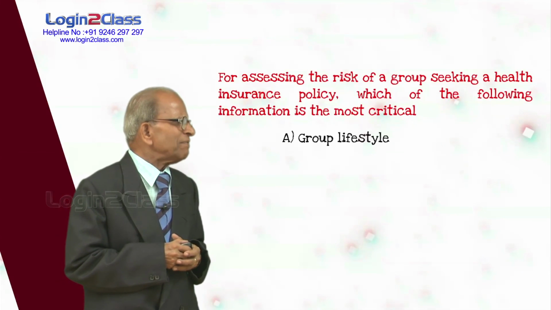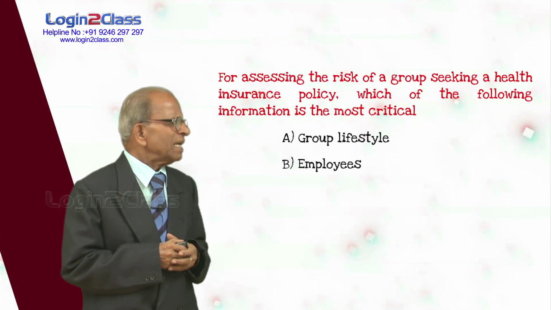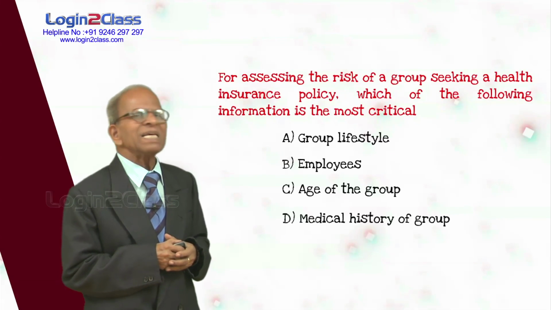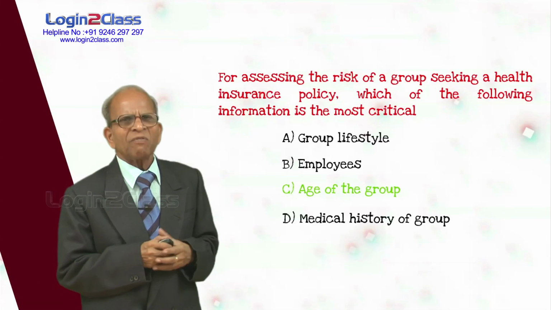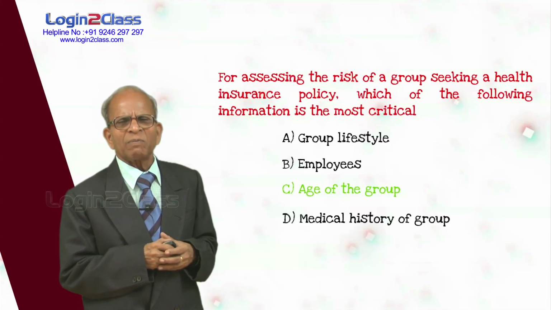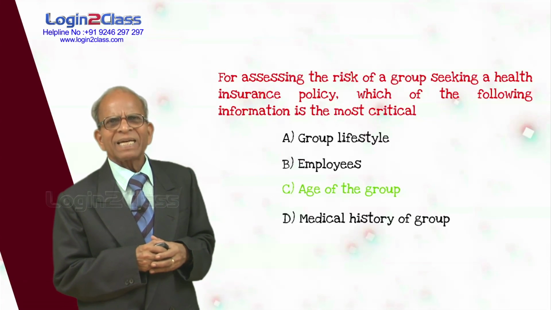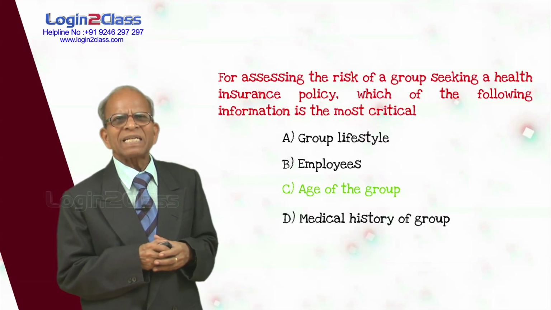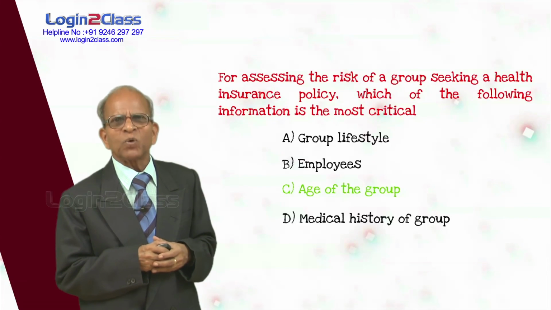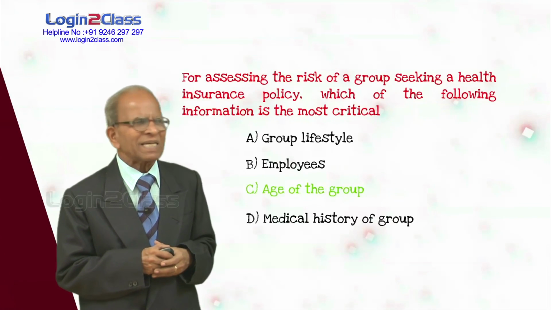Is it group lifestyle? Is it employees? Is it age of the group? Medical history of group? The right answer is C, age of the group. Because when age increases, the health problems also increase, there will be more and more health problems and the company will have to pay so many claims. So, your first consideration will be, what is the age of the group? That is the most important consideration.